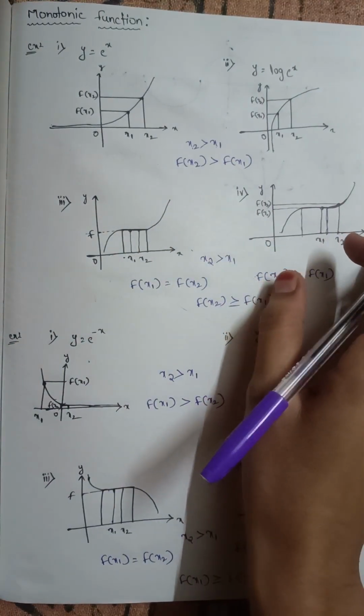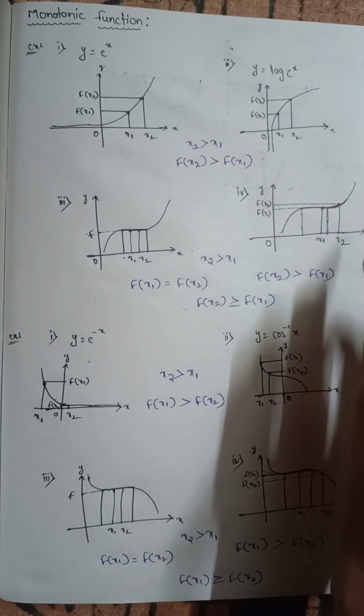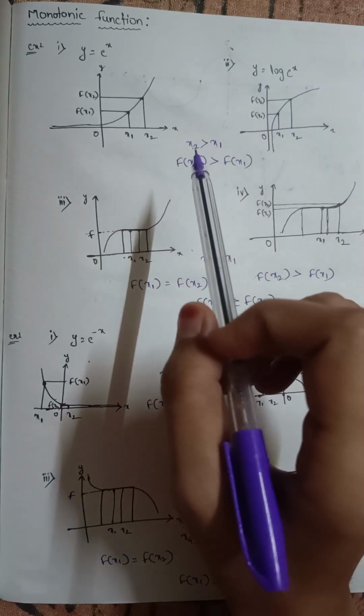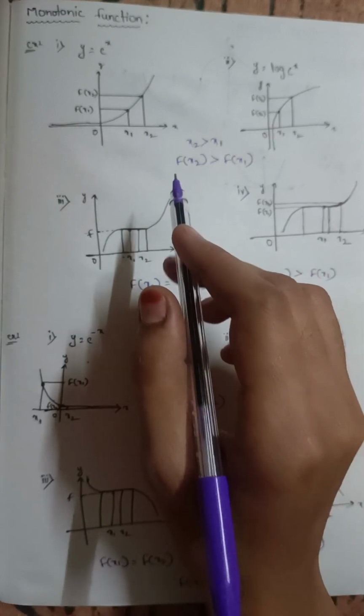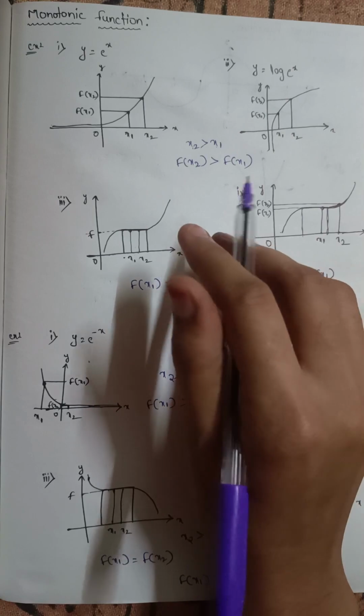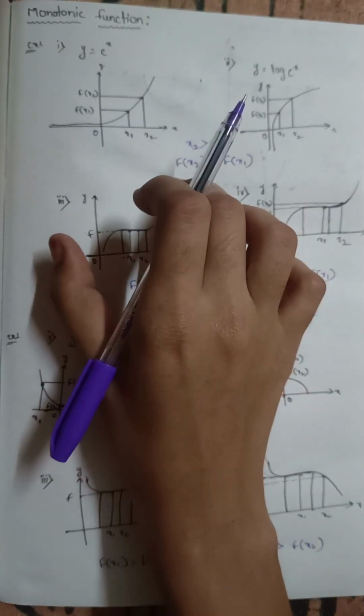Hi, the topic is monotonic function. A monotonic function is a function that is either always increasing or always decreasing on its domain. So we have two types, increasing function and decreasing function, and these are the examples for increasing function.